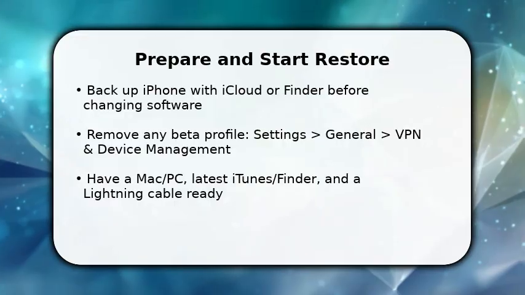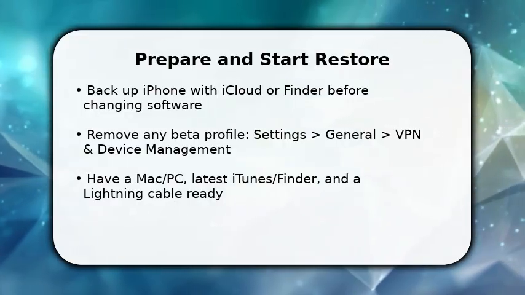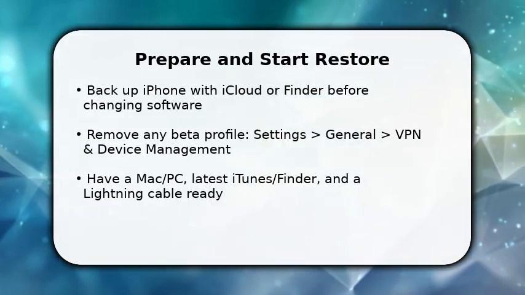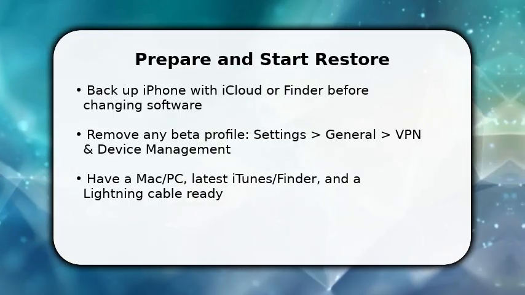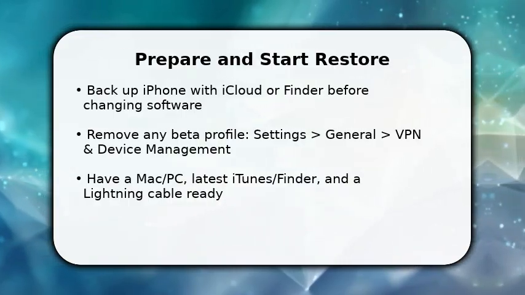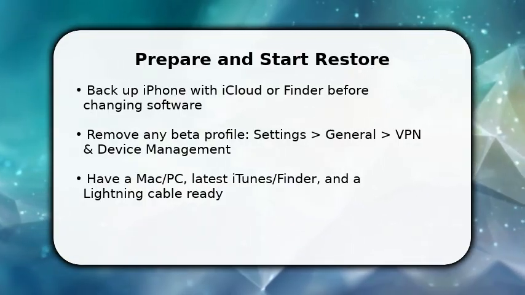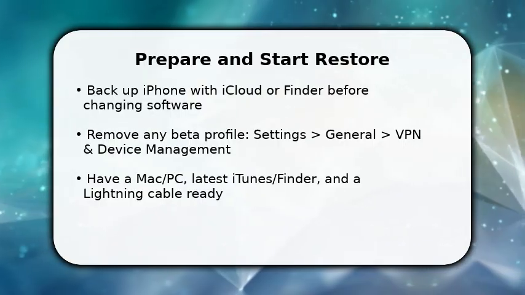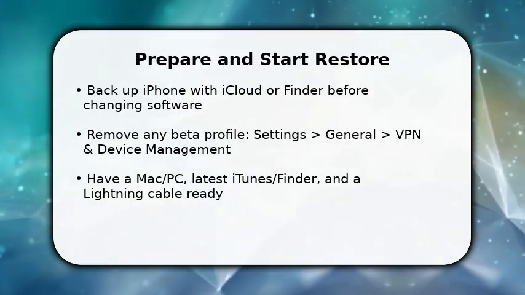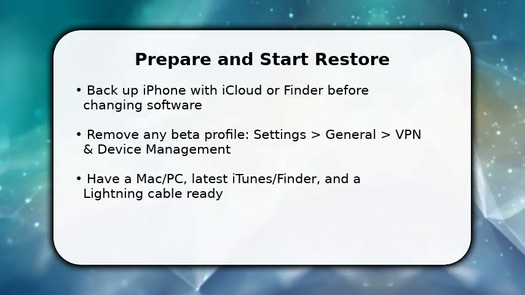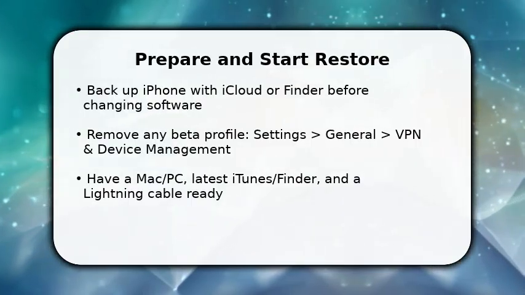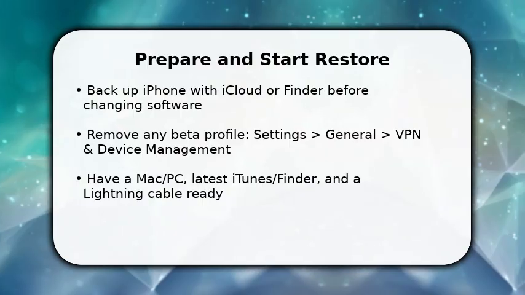You'll begin by securing your data and removing the beta profile. First, back up your iPhone to iCloud or via Finder. This preserves settings and apps. Next, go to Settings, General, VPN and Device Management and delete the iOS beta profile so the device stops receiving beta updates. Make sure your Mac or PC has the latest Finder/iTunes and keep a lightning cable handy.